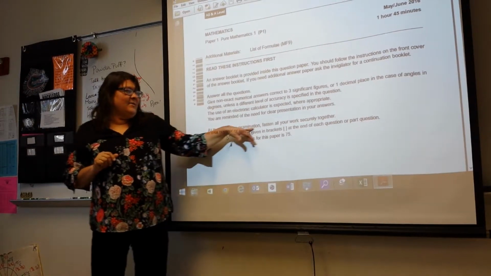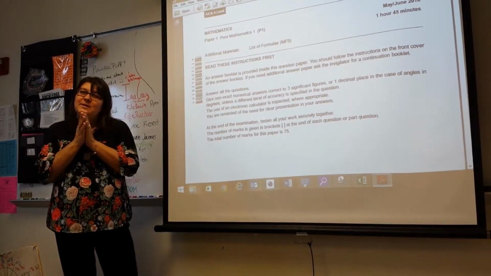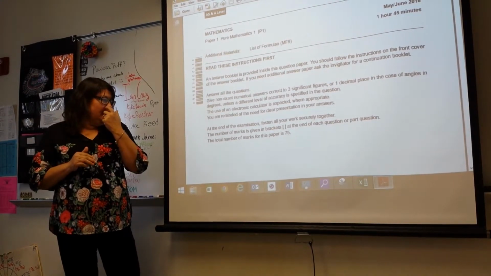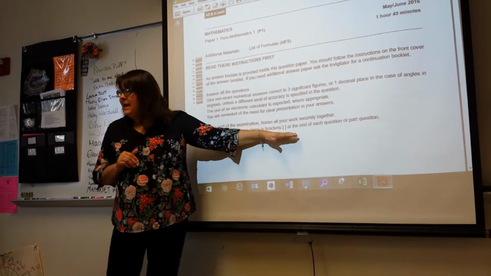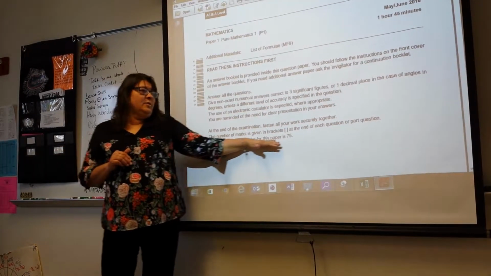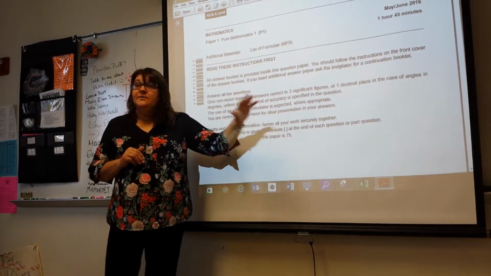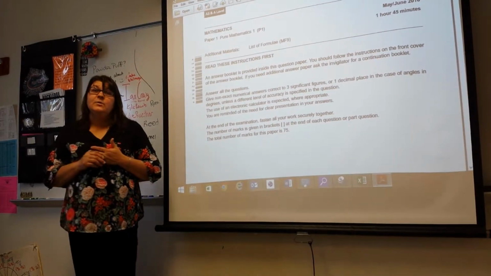At the end of the exam, fasten all your work together securely. You won't have to because it's going to be in a booklet this time. The number of marks is given in brackets at the end of each question. You're very familiar with that. And on this particular one, you have a total number of 75 marks. On statistics, is 50 for a total of 125.